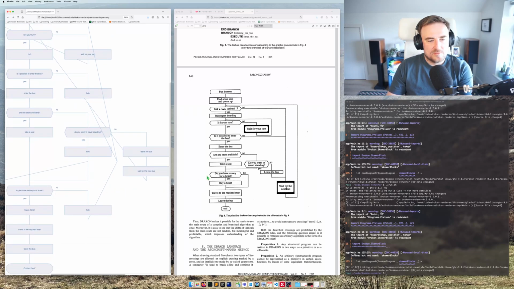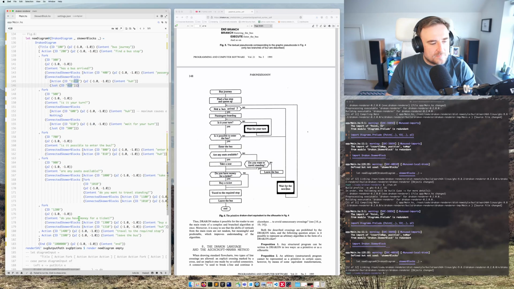Do you have money for a ticket? Yes, buy a ticket. No. Oh, this is a mistake. Do you have money for a ticket? Should leave us to travel to the required stop. Otherwise. That's an interesting logic. So take the bus anyway. Just don't pay it. It's fine. Travel to the required stop. That's 1400.